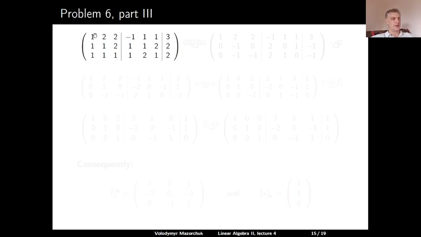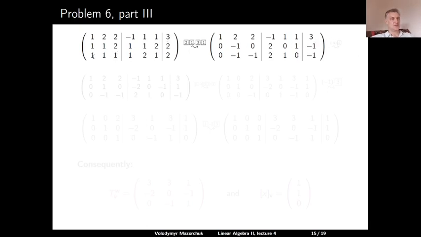So we have 1 here. We use this 1 to kill everything in the first row. So we subtract row 1 from row 2, and we subtract row 1 from row 3. Row 1 is the same, and then row 2 becomes 1 minus 1 is 0, 1 minus 2 is minus 1, 2 minus 2 is 0, 1 minus minus 1 is 2, 1 minus 1 is 0, 2 minus 1 is 1, 2 minus 3 is minus 1.